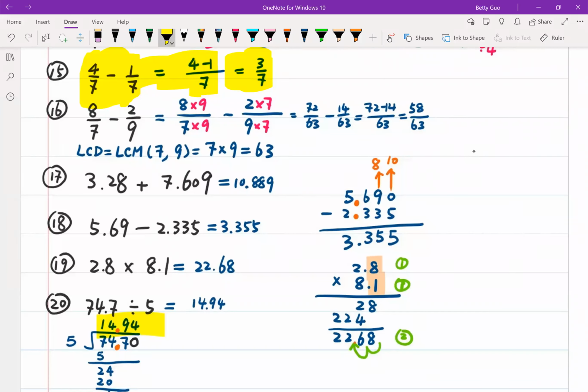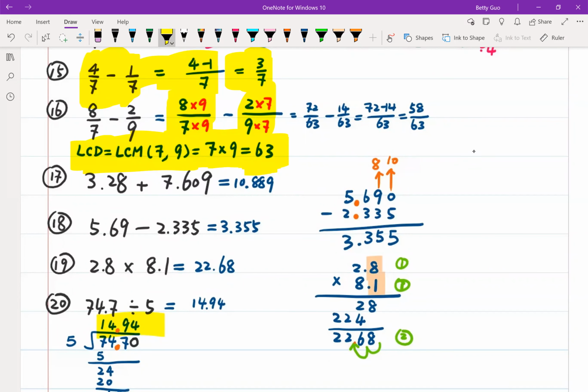Number 16. 8 over 7 minus 2 over 9. The two denominators are 7 and 9. Their least common multiple is their product. 7 times 9 equals 63. So the least common denominator is 63. We need to convert or rewrite both fractions as their equivalent fractions with denominator 63. To do that, the first fraction, both top and bottom, multiply by 9. Second fraction, both top and bottom, multiply by 7.